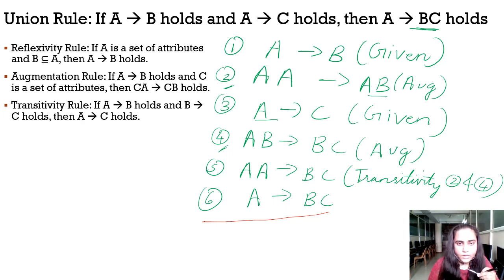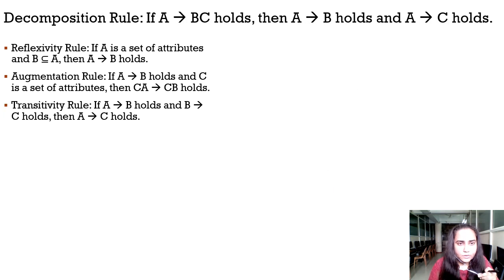Now let's go ahead and see the next one. The next one is the decomposition rule that says if A determines BC is true, then A determines B holds and A determines C holds. So we have to prove two things from only one thing that is given to us. So I'm going to go ahead and prove this thing now.